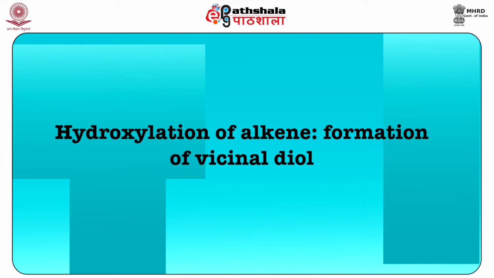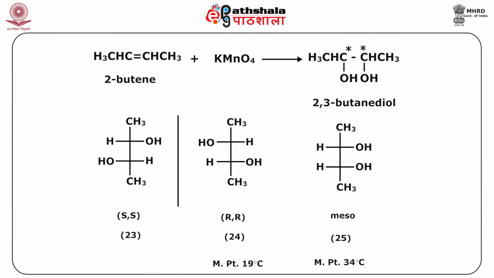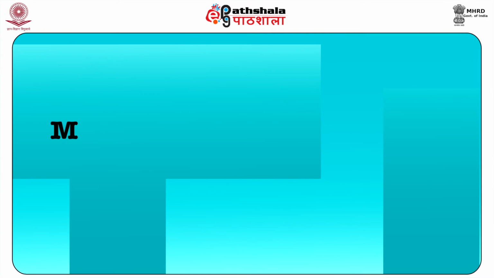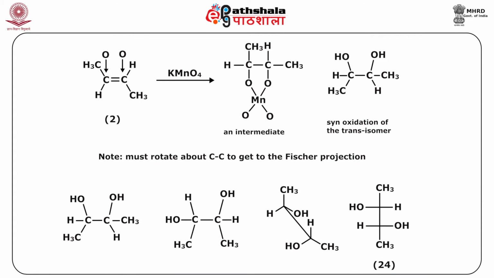Hydroxylation of alkenes, formation of vicinal diol. Hydroxylation of alkenes is stereoselective as well as stereospecific. Several methods of hydroxylation of olefins are available, giving 1,2-glycols. Oxidation with either osmium tetroxide, osmylation, or potassium permanganate or maleic acid furnishes a syn-glycol. Mechanism of hydroxylation with potassium permanganate: first, addition of MnO4 in a syn manner gives the permanganate intermediate product.